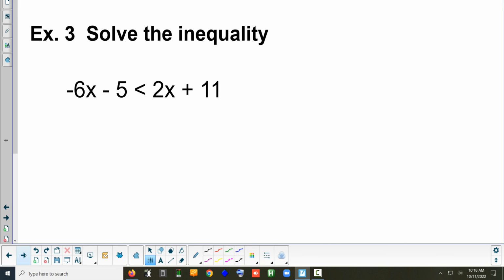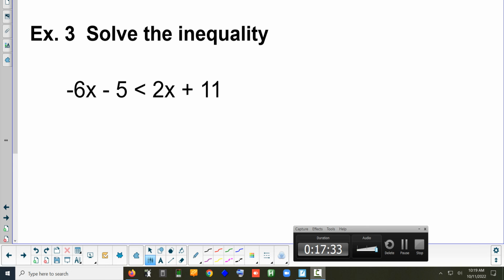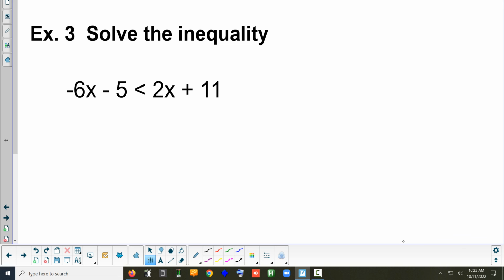This time you have some choices, which way you're going to solve it. But the first step is to get all the variables on one side. I have a preference which side I would normally like to put them on, so I don't have to fix it at the end. So give that one a try, and then let's take a look at example 3.